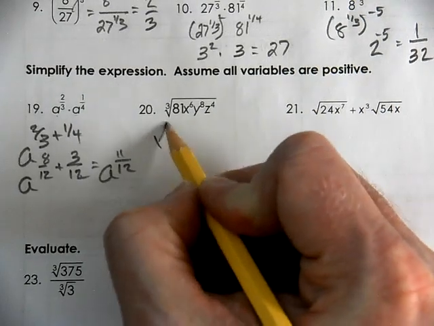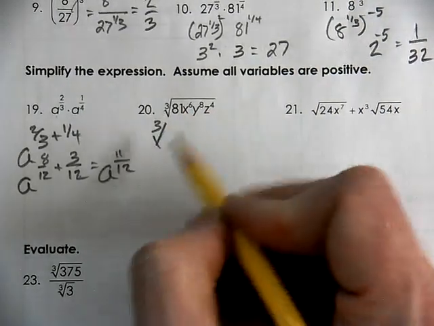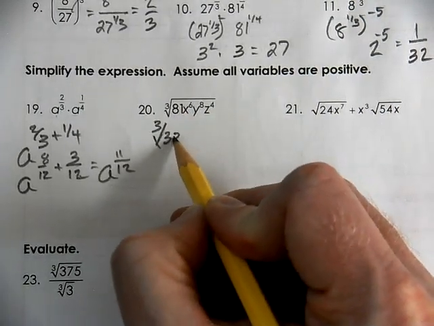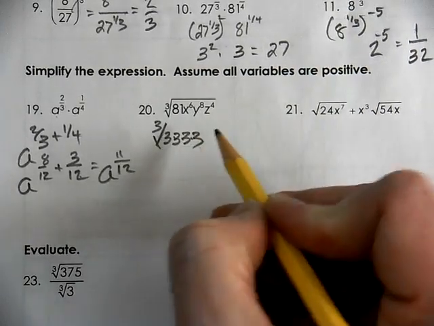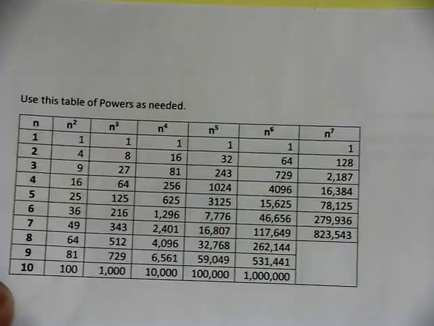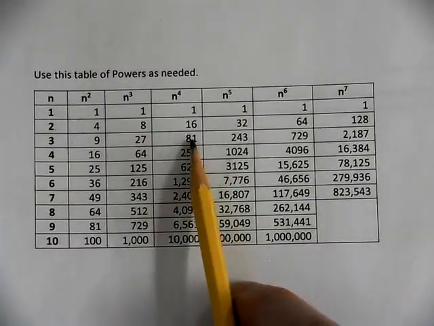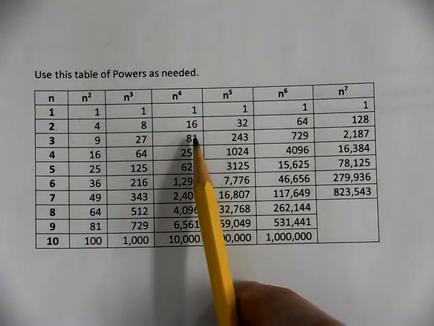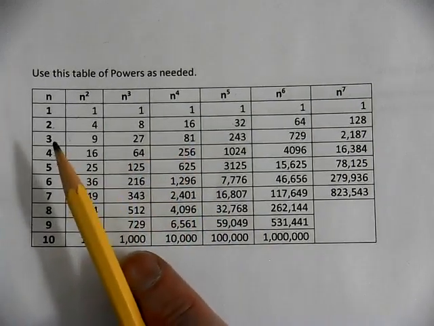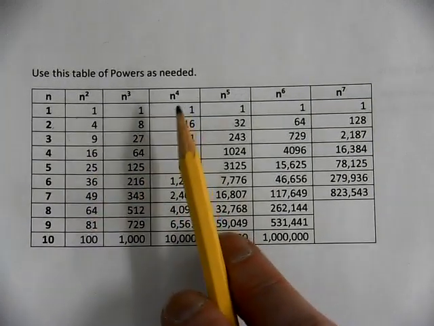Cube roots. You're going to first work with the numbers. So 81. You could look on here. Find the number 81. You know that that's made up of 3 4 times in a row.